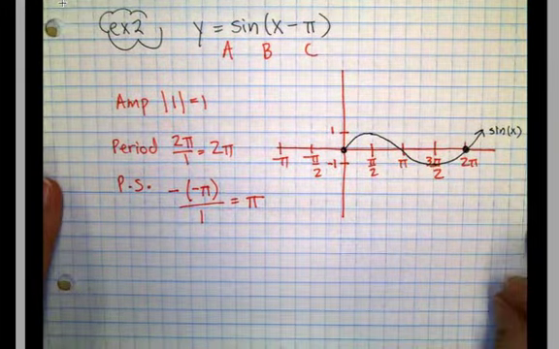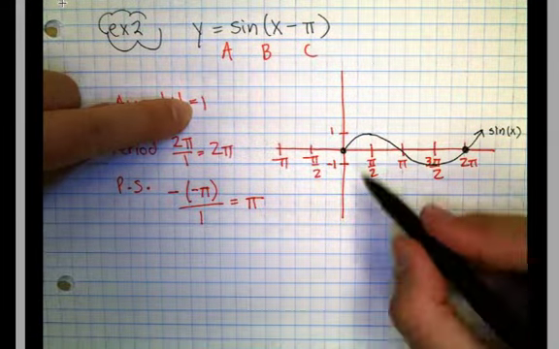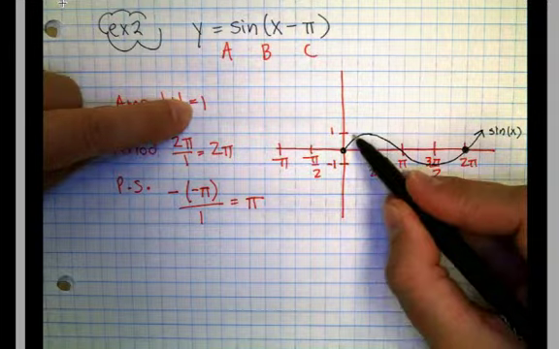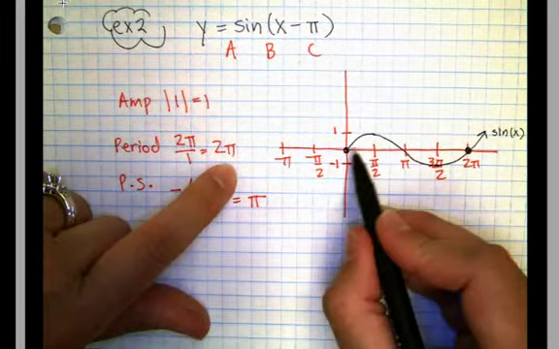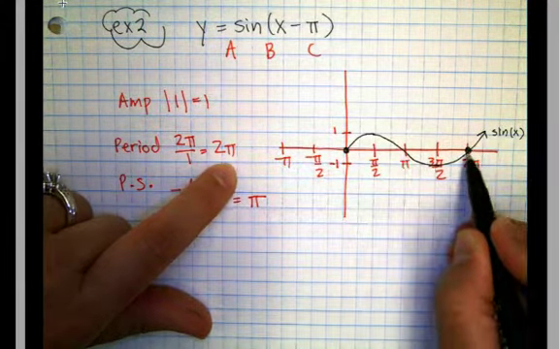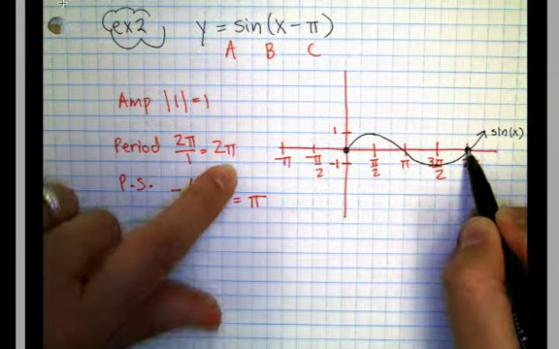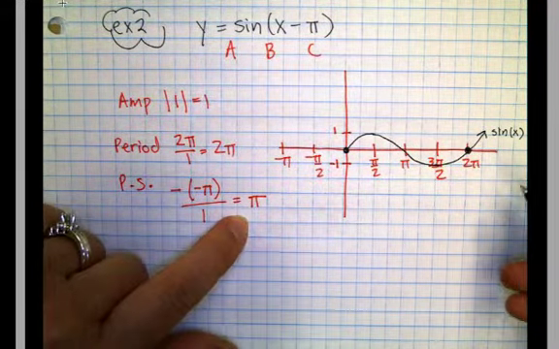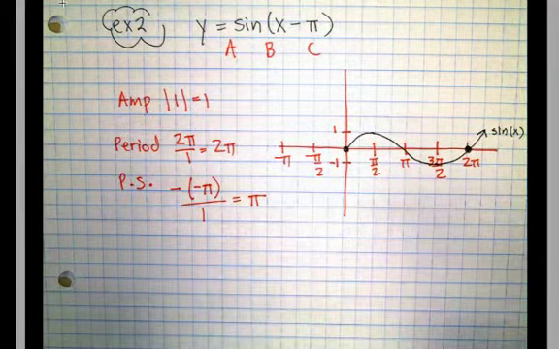So now we mess with it. Amplitude being 1 means that it's still going to go in between negative 1 and 1. So that's good. Period being 2 pi means that it's still going to take a distance of 2 pi to get back to the start. So that's good. So nothing's changed yet. It's just the phase shift. We are supposed to shift this graph to the right by pi units.